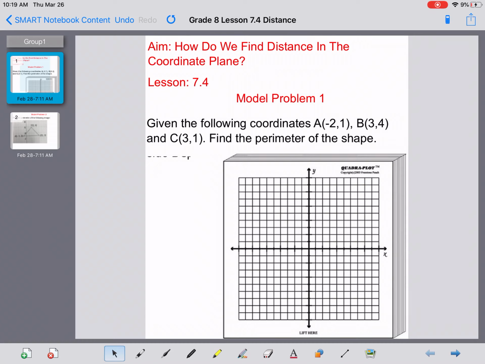Today's lesson is on how do we find distance in the coordinate plane. Given the following coordinates, A (-2, 1), B (3, 4), and C (3, 1), find the perimeter of the shape. Take a second to copy down the question.